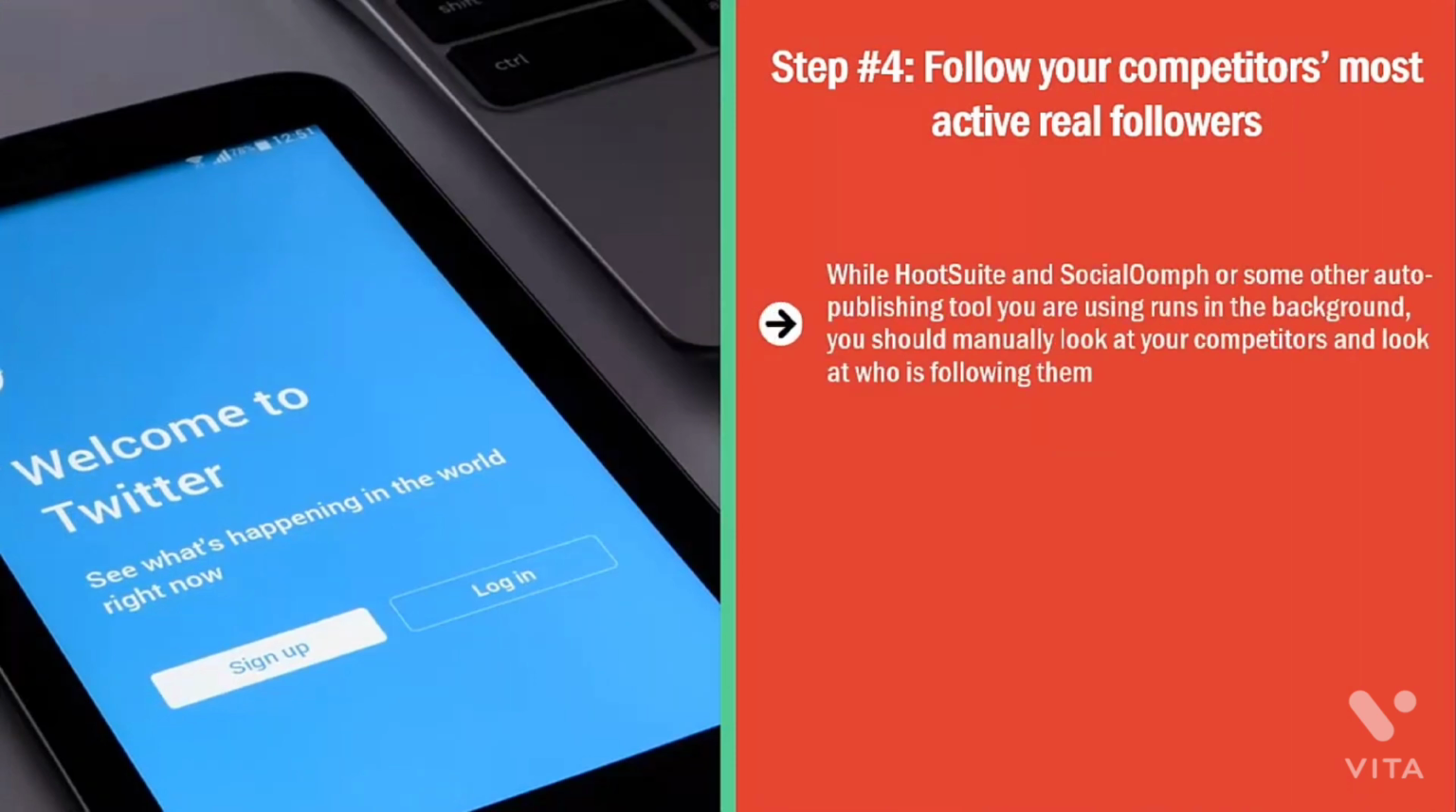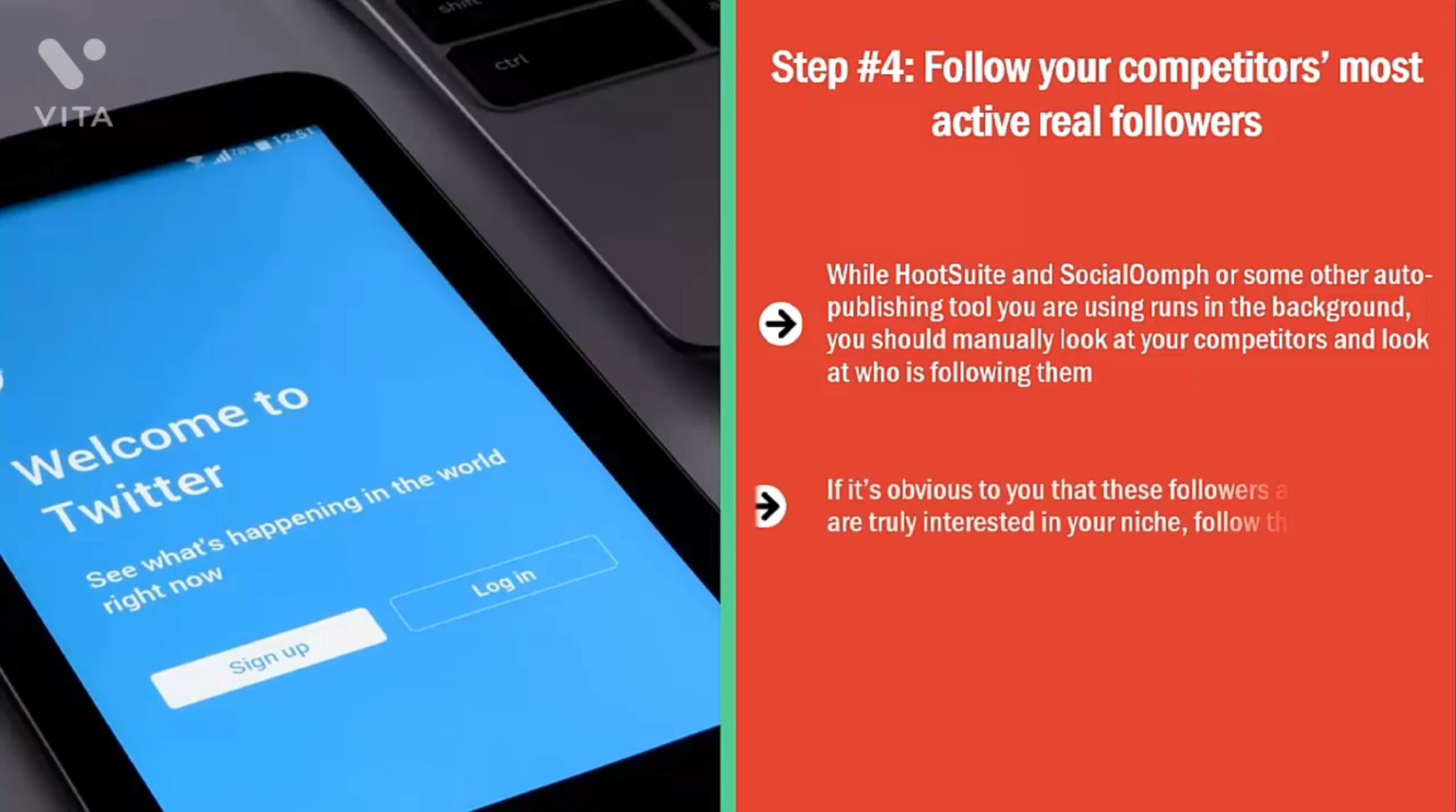While Hootsuite and SocialOomph or some other auto-publishing tool you are using runs in the background, you should manually look at your competitors and look at who is following them. Go to those accounts and pay attention to the activities of those followers. If it's obvious to you that these followers are active and truly interested in your niche, follow them.